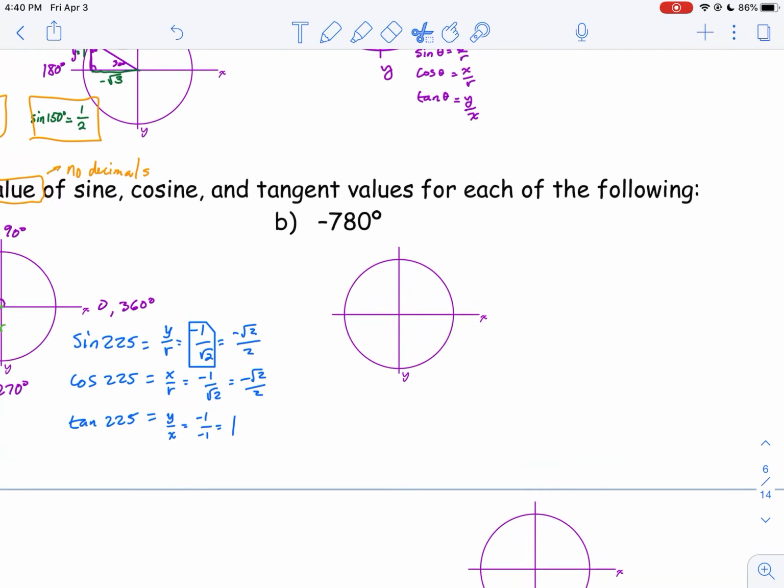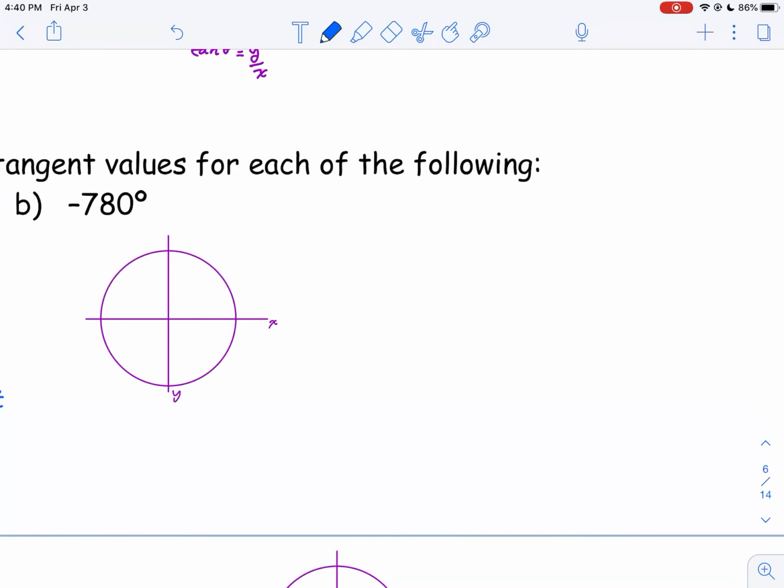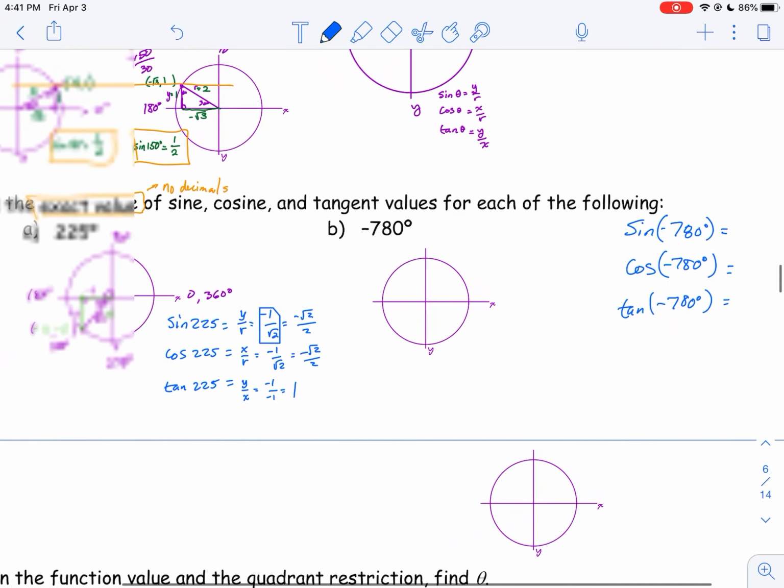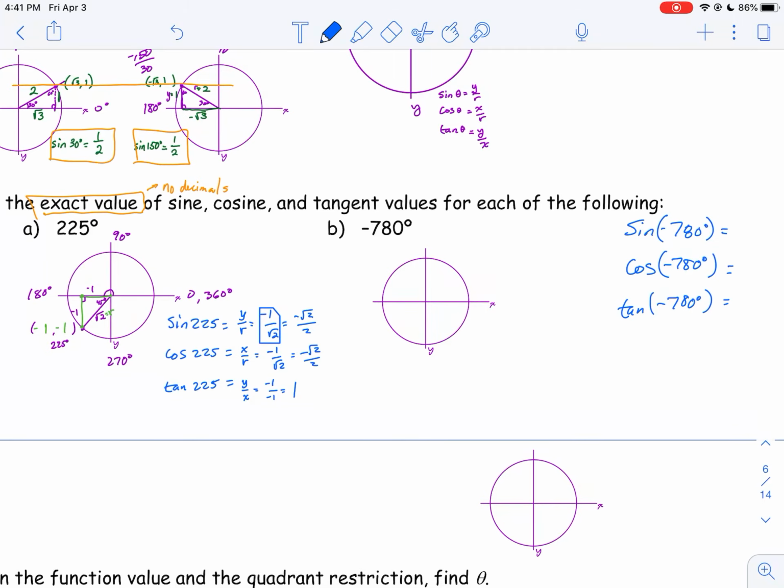-780. We still need to find sine, cosine, and tangent for all of these. Sine of -780, cosine of -780, tangent of -780 degrees. So how are we going to do that? Go ahead and try it if you haven't.